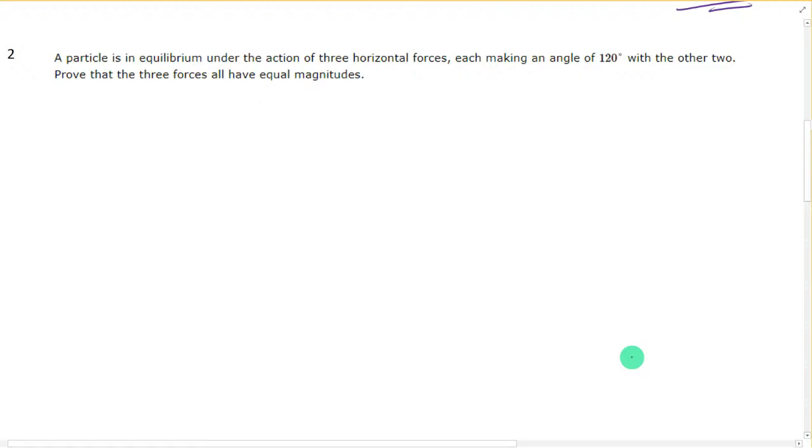Right, our next question here. A particle is in equilibrium under the action of 3 horizontal forces, each making an angle of 120 degrees with the other two. Prove that the 3 forces all have equal magnitudes. Now I'm going to give you 3 minutes to have a go at this question. There is a diagrammatical way you can do it, which will be very quick, or you can do it by resolving as well. It's your choice.